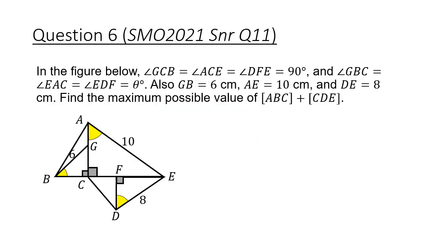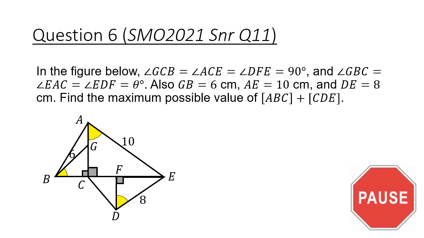In question 6, we have a figure that comprises 3 right-angled triangles such that angles GCB, ACE, and DFE are 90 degrees. And we have 3 equal angles, GBC, EAC, and EDF, which we'll label theta degrees. And we're given 3 lengths, GB equals 6, AE equals 10, and DE equals 8. And we want to find the maximum possible value of the area of triangle ABC plus the area of triangle CDE. Pause the video here and give this question a good try.